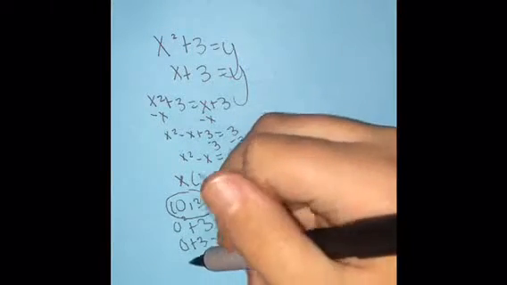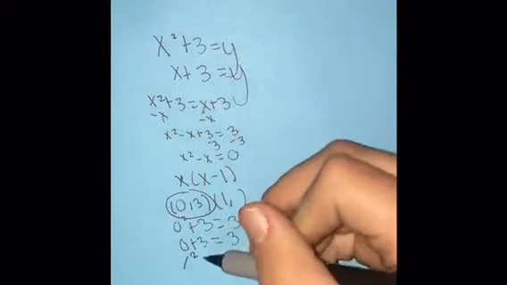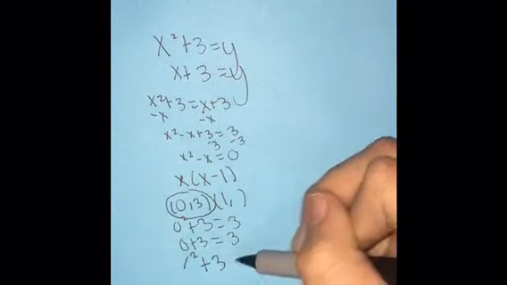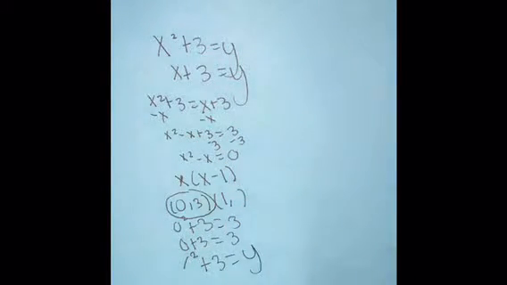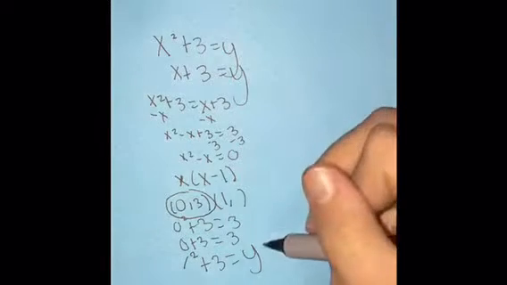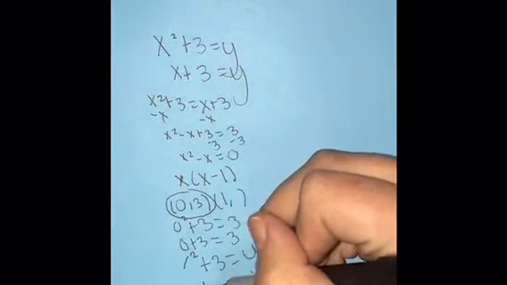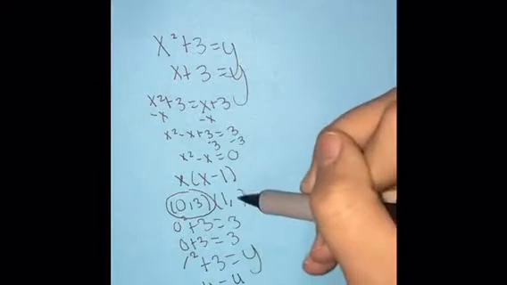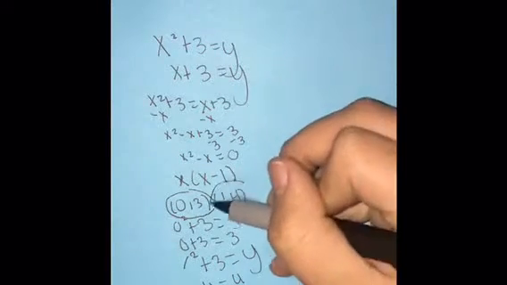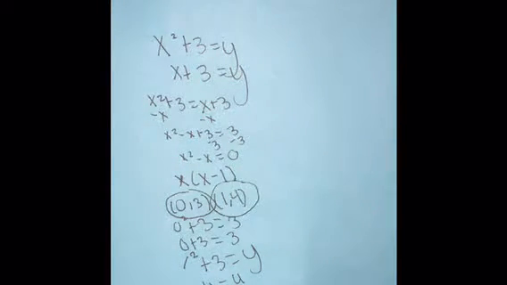Now we can move on to our next solution. We're going to plug x into the same equations, and we know that 1 squared is 1, plus 3 is 4. So y is 4. And so we know that that is another solution to the system.